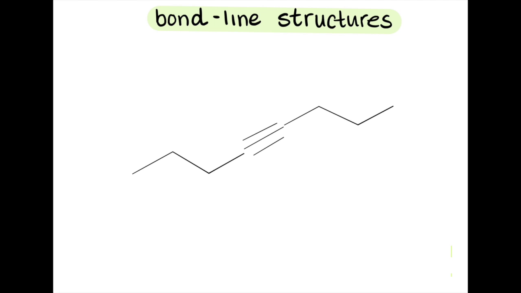Hydrogen atoms bonded to carbon are not shown in bond line structures, as it is assumed that each carbon will possess a hydrogen unless otherwise stated. Familiarity with bond line structures will allow you to see all hydrogens without them being drawn.